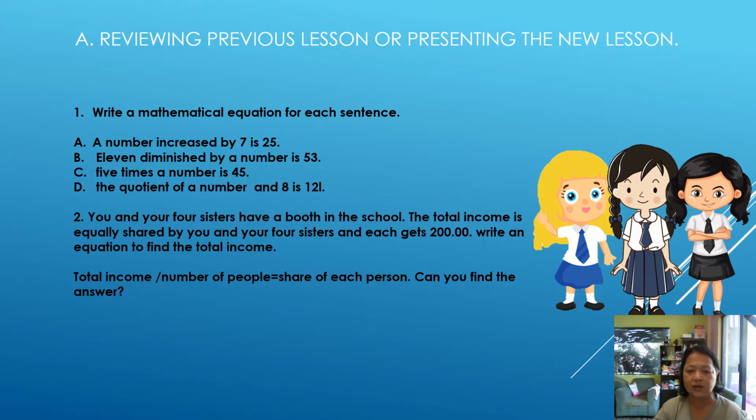Okay, who would like to answer? Thank you. Letter C, 5 times a number is 45. Next, please answer, go to the board. And letter D, the quotient of a number is 121.